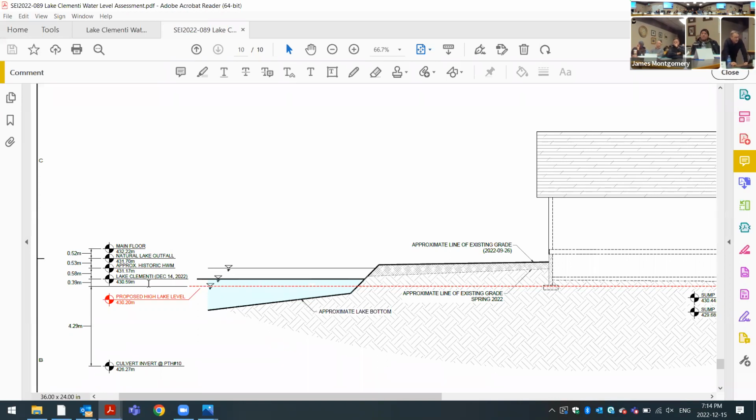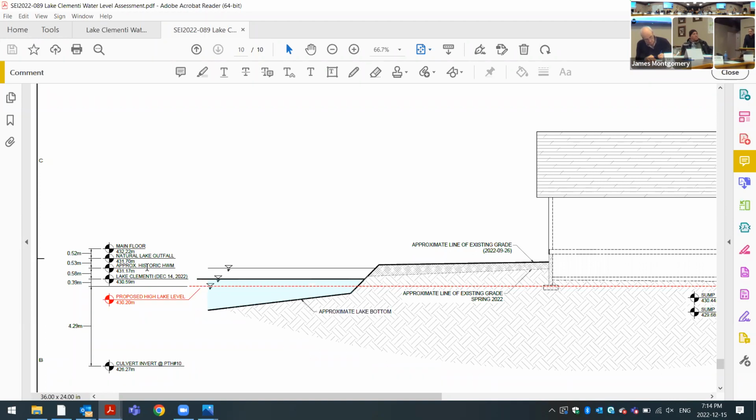Lake Clementi's elevation right now, as of December 14th, we surveyed it yesterday, is about 430.59, 430.6. That is very close to the same elevation as when the culvert was taken out. It has just remained the same level.